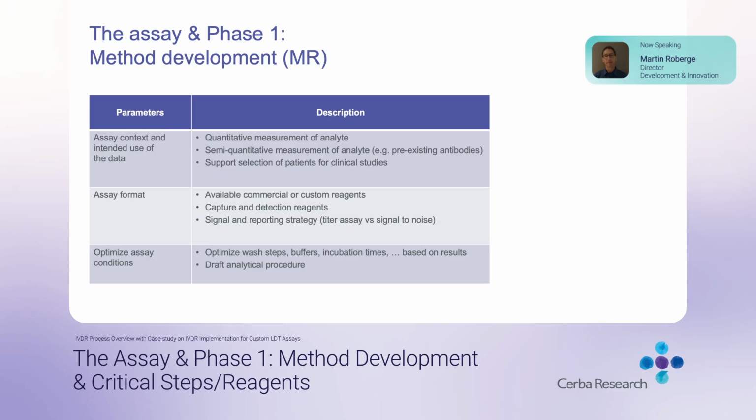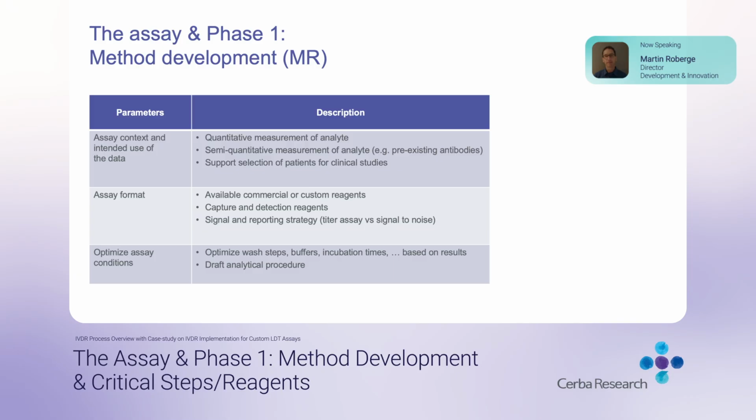So during method development, what's the first thing we do? First, we need to make sure we are very comfortable with the assay context and intended use of the data. So why are we doing this assay? Is it a quantitative measurement of an analyte? Is it a semi-quantitative measurement for pre-existing antibodies in this case? Or is it supporting a selection of patients for clinical studies?